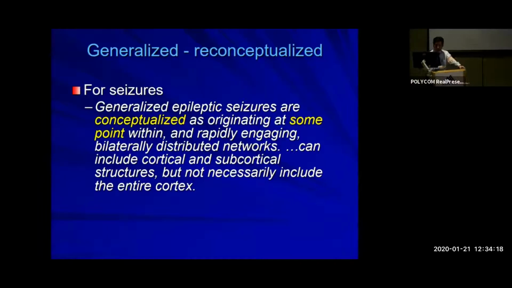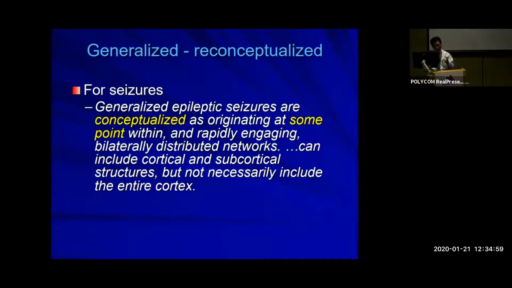So, generalized seizures. This was also reconceptualized when they were coming up with a new schema, and again, this is based on a lot of the scientific data that we've learned over the decades since the prior classification. Generalized seizures are conceptualized as originating at some point within, but rapidly engaging, bilaterally distributed networks based on cortical and subcortical structures, but it doesn't have to involve the entire cortex. The significance of this conceptualization is that this implies that there could be a specific focus that triggers bilateral networks simultaneously.